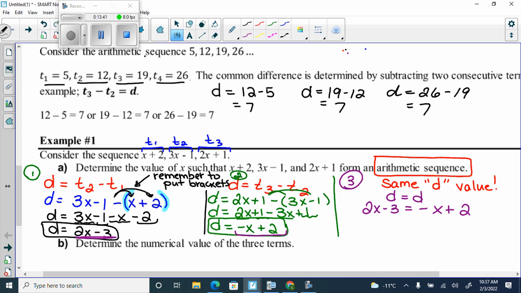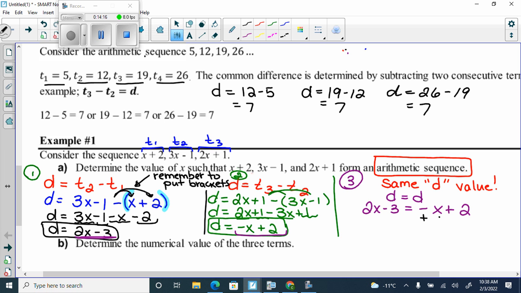People will sit here for life and not know what to do. Either move the 2x over here or move the x over here. If you have a variable on both sides, move one of them. I would add the x because I think it's easier math, but I could subtract the 2x. If you're spending more than 3 seconds deciding which x to move, you waste parts of your life you're not getting back. Just move one of them, okay? I like adding personally, so I'm going to add the x, but you could subtract the 2x and it'll still work.